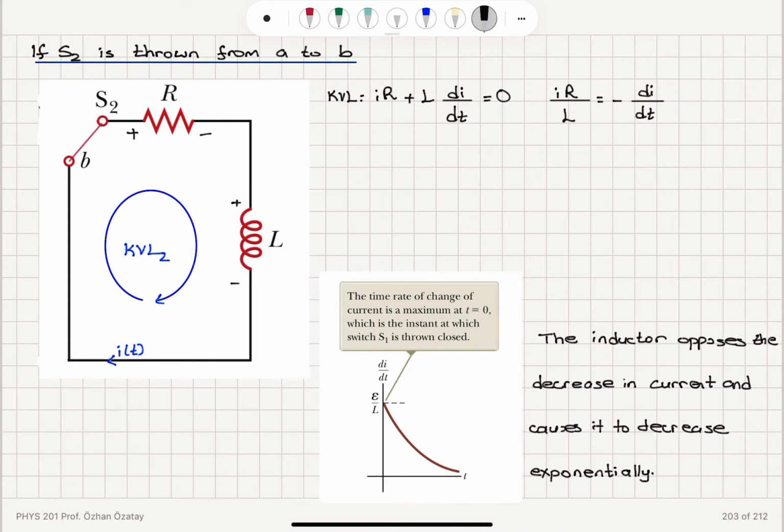All right. So if I take time to one side and the current to the other side, I will obtain an integral from time t equals 0 to time t of minus R over L dt' is equal to the integral. The value of the current at t equals 0 was epsilon divided by R. That's what we found in the previous case.